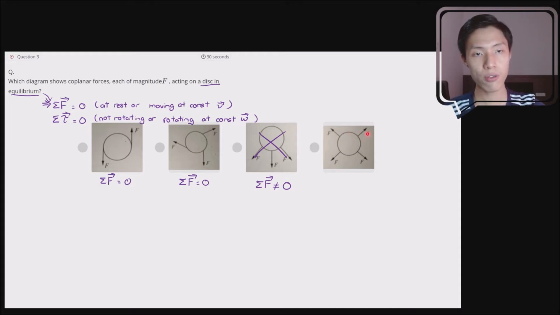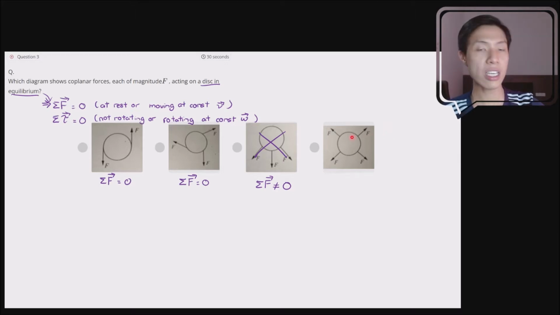Next, the third force over here has an upward and rightward component. So it needs to be balanced by downward and leftward. Downward can be found in these two forces, leftward can be found in these two forces, so it can be balanced. So I believe for the fourth force over here, it can be balanced as well. You need a left component and an upward component. The left component can be found here, the upward component can be found here.